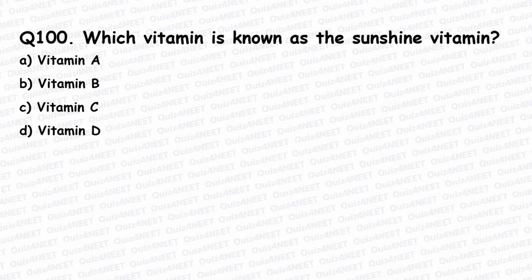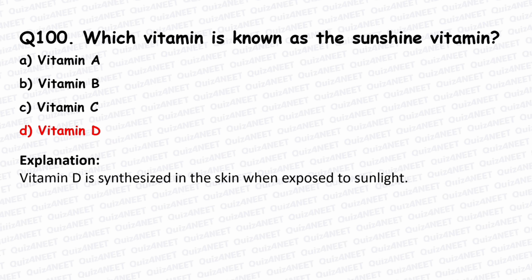Q100, which vitamin is known as the sunshine vitamin? A, vitamin A, B, vitamin B, C, vitamin C, D, vitamin D. Answer: vitamin D. Explanation: vitamin D is synthesized in the skin when exposed to sunlight.